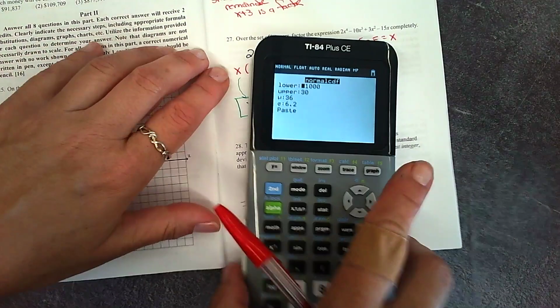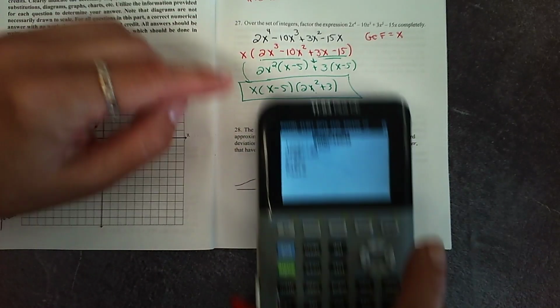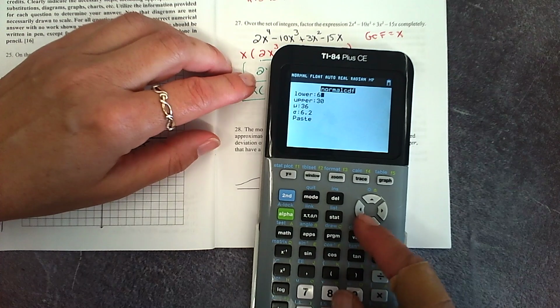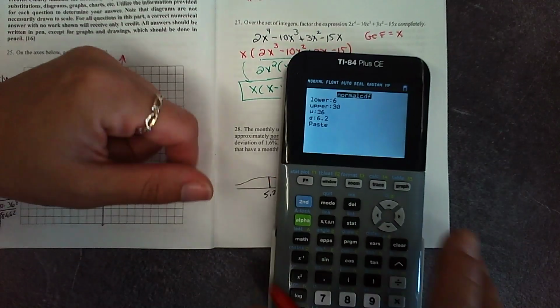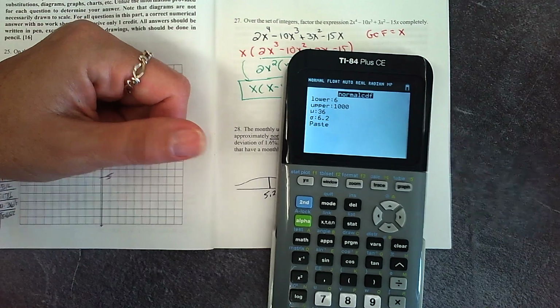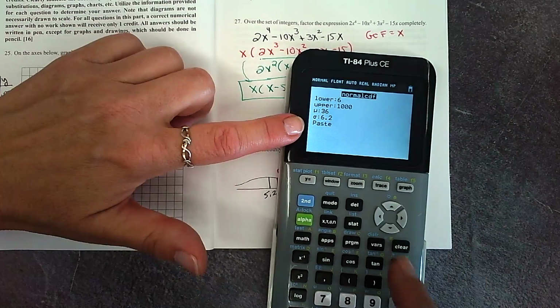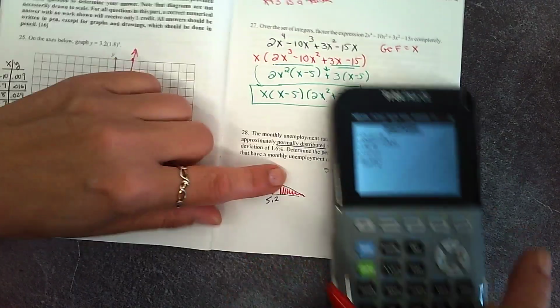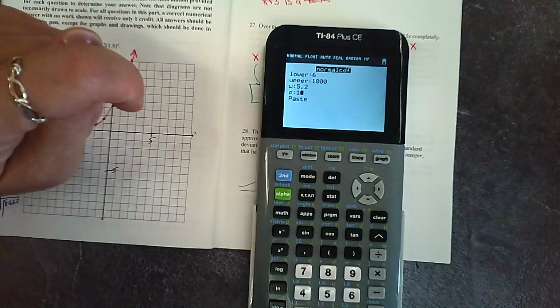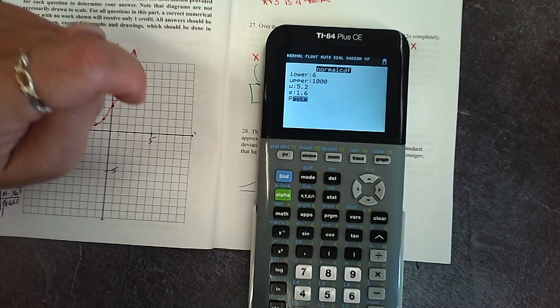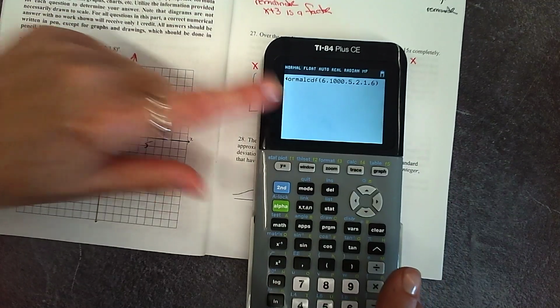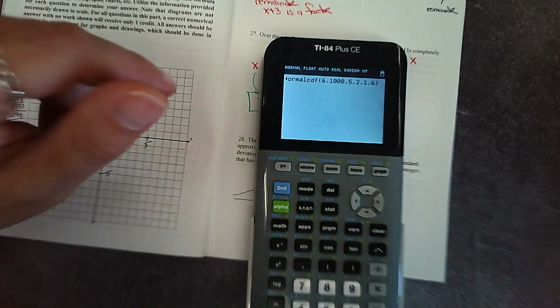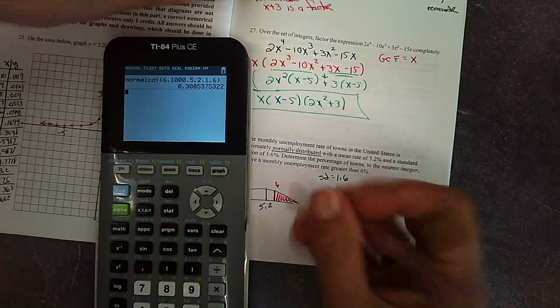Now the lower number, look at the shaded region, is 6. But we're going up forever, so I put a really big number like 1,000 in, or 10,000. The first one is the mean, which was 5.2. And the second number is standard deviation, which is 1.6. This is just going to reiterate the numbers I typed in. And I'm going to write down what that decimal is.